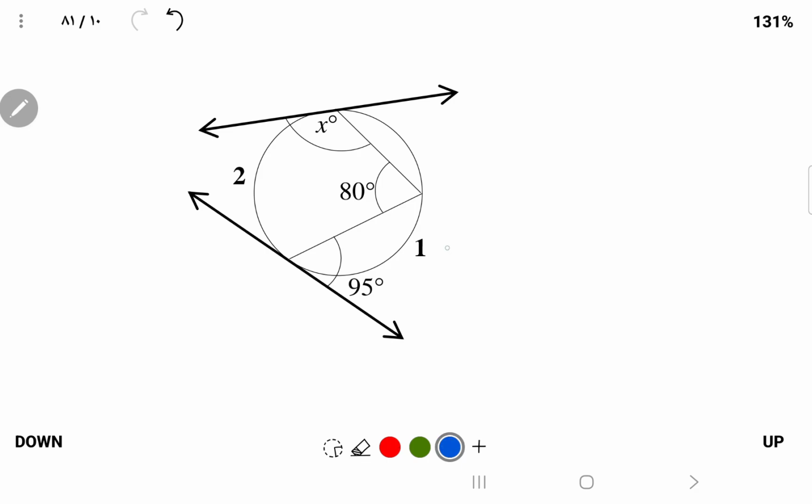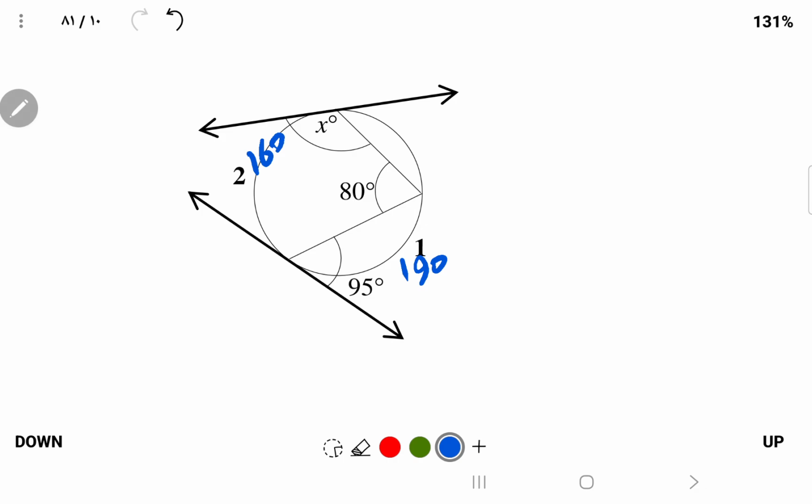First step, we can see that this arc is opposite to angle, this angle at tangent, 95. The arc is twice the angle. So 95 times 2, we get 190. So this arc must be 190. And arc number 2 is twice the angle. So it would be 160. So this arc is 160. Arc opposite to inscribed angle is twice the angle.